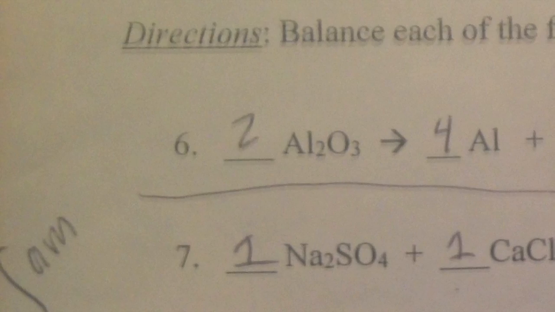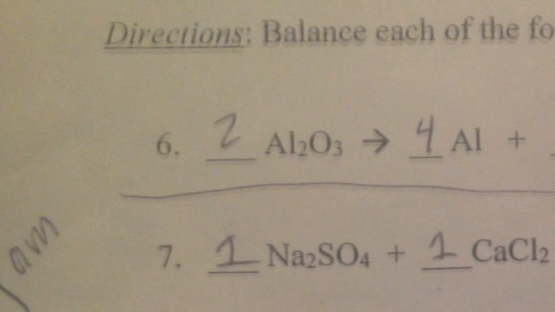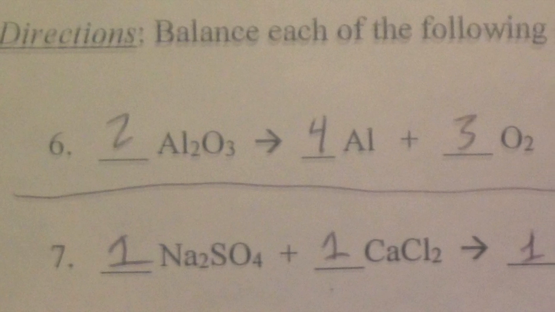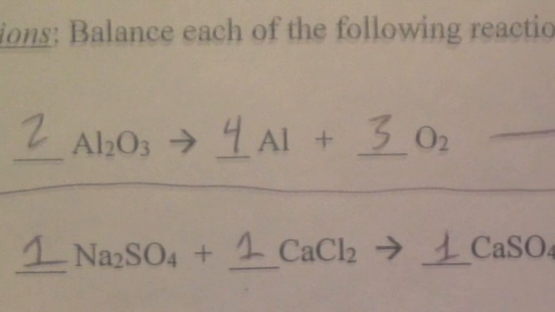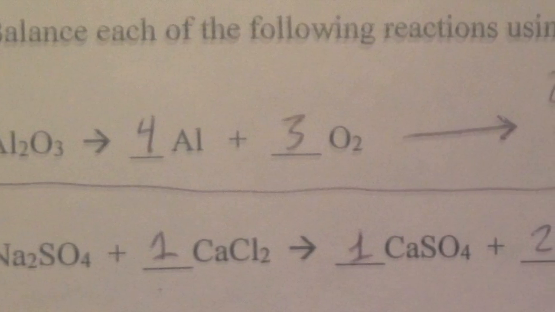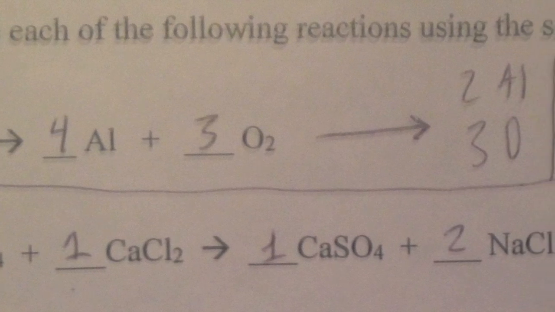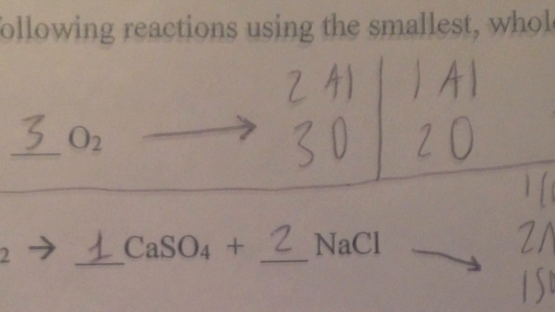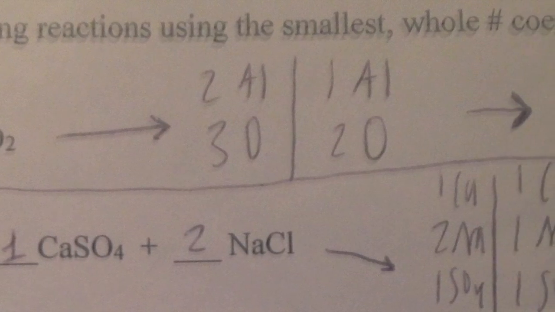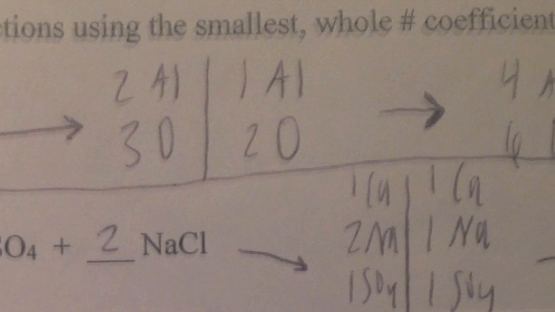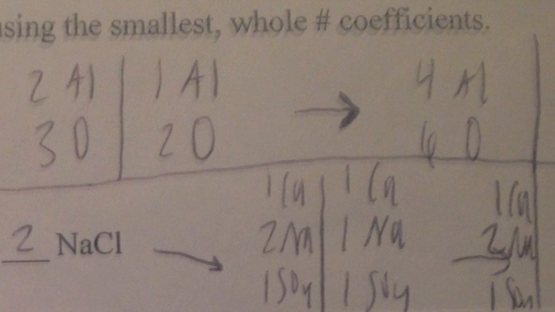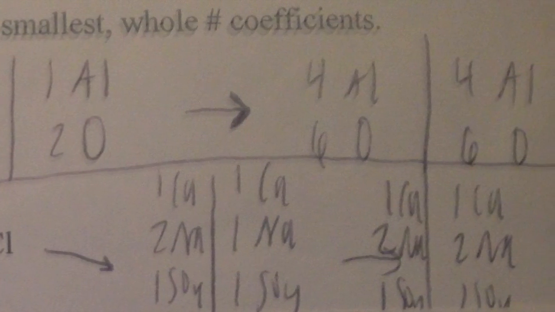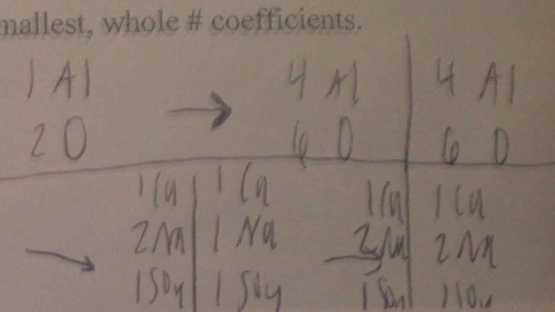Alright, for number 7, you're going to start off with 1 calcium, 2 sodium, 1 sulfate, and 2 chlorine. And then on the product side, you're going to have 1 calcium, 1 sodium, 1 sulfate, and 1 chlorine. And so you need to double sodium and chloride. So you would have 1 sodium sulfate plus 1 calcium chloride yields 1 calcium sulfate plus 2 sodium chloride.